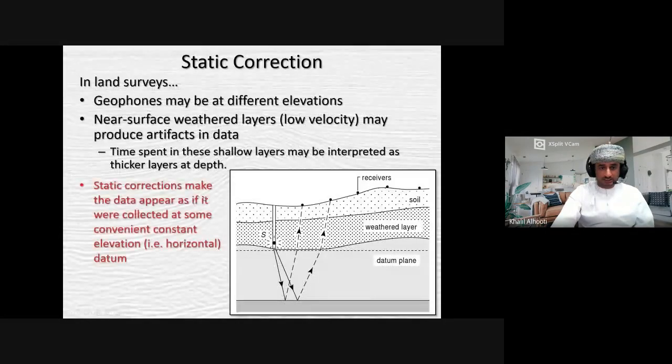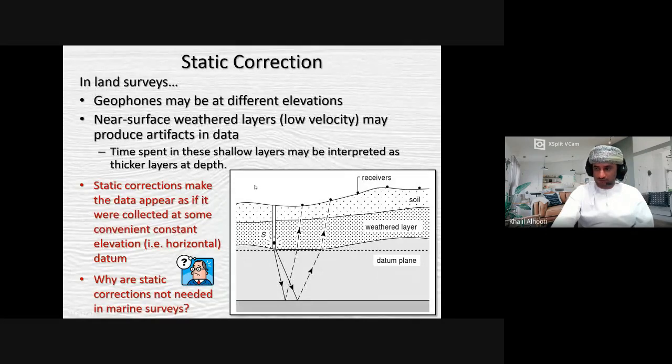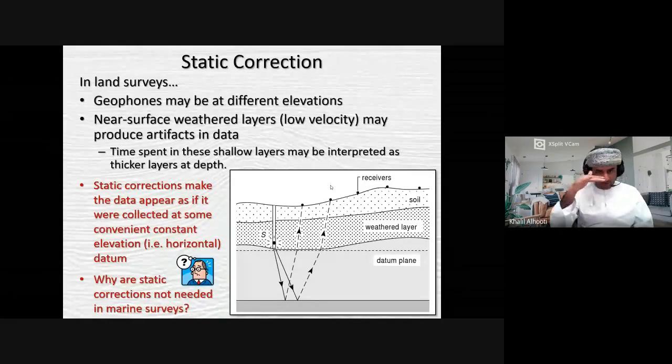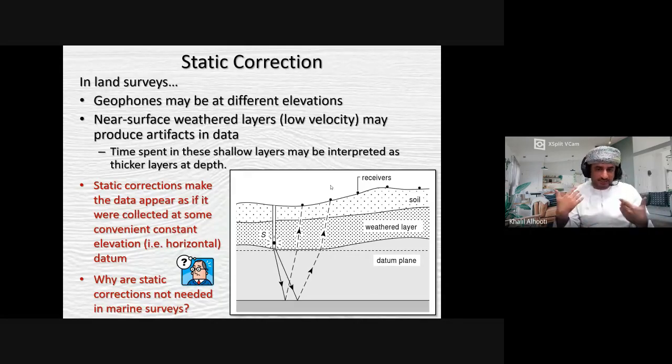In marine surveys, actually, there is no static correction. We don't apply static corrections in marine surveys. We do static correction for a land survey. Why don't we do static correction for marine? Because they are already on the same level, and the acquisition line is at a specific level, usually below the sea surface. So there is already a datum established, and that's the reason I don't need to apply static correction.